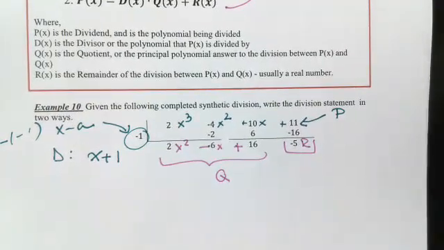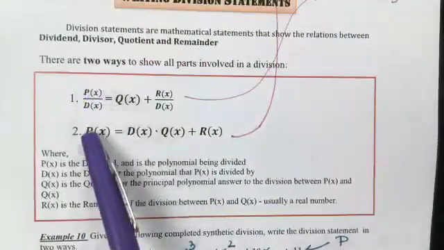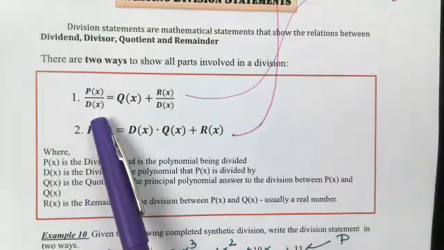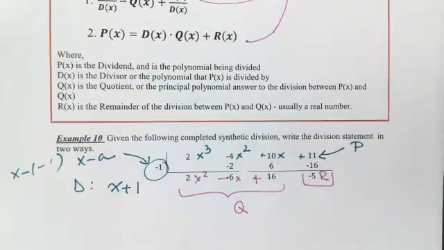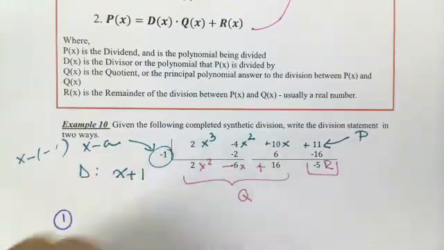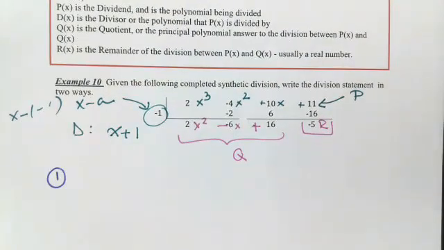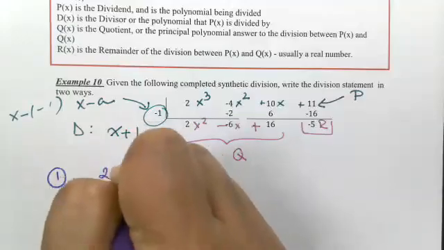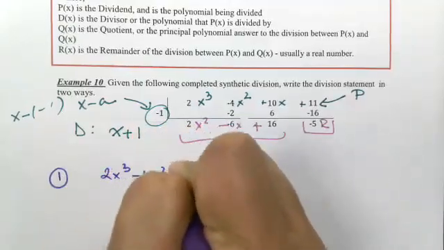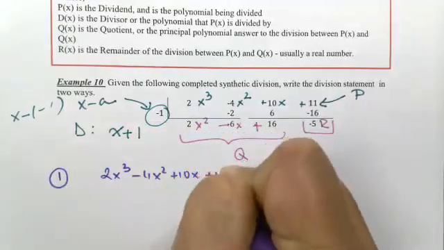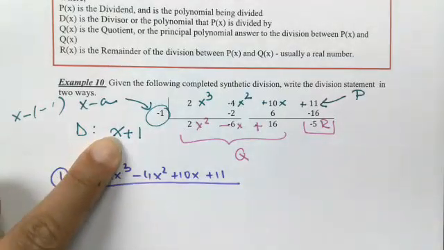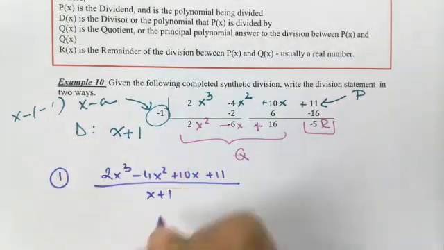Now the division statement, I'm going to keep it in the same numbering. So the number 1 is going to correspond to the notes here. Number 1, it's just an arbitrary choice. It doesn't really have to always be called number 1 statement. The first type, we're going to write it like this: 2x cubed minus 4x squared plus 10x plus 11, and it has to be divided by the divisor, the d of x, x plus 1.